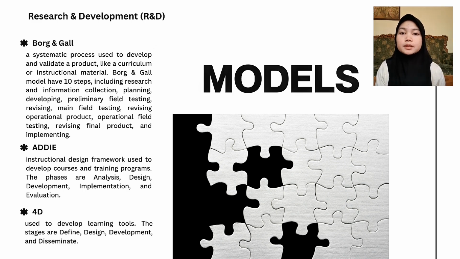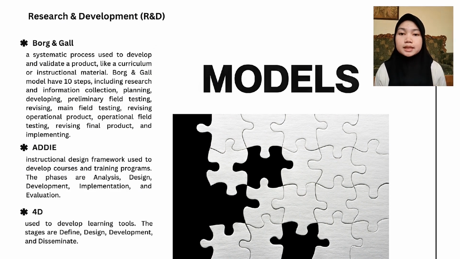The Borg and Gall model has 10 steps, including research and information collection, planning, developing, preliminary field testing, revising, main field testing, revising operational product, operational field testing, revising final product, and implementing.